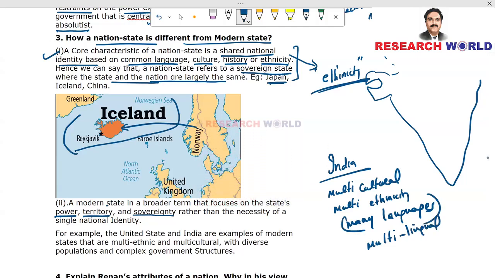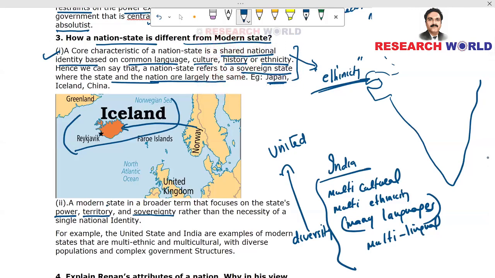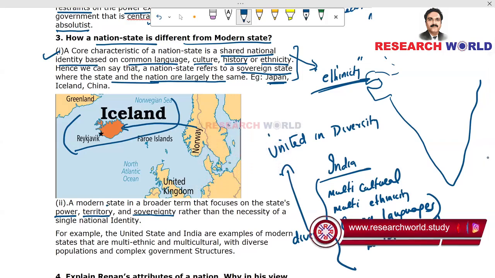We speak many languages, multi-ethnicity, multicultural, and that means we have what is called diversity. We have diversity all over. Yet we are united. All right. And we are all united by this single emotion called India, and that is unity in diversity. Okay, so such a state is called a modern state.